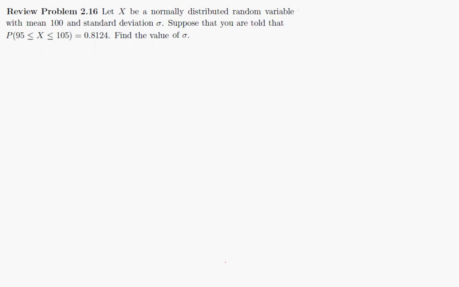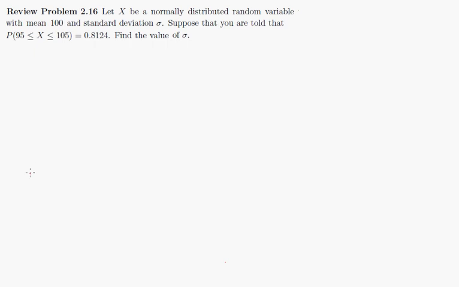Alright, this is a problem involving a normal distribution, but it's a little bit unorthodox in the way it's stated. Let x be a normally distributed random variable with mean 100 but an unknown standard deviation sigma. Suppose that you are told that the probability that x is between 95 and 105 is 0.8124. Find the value of sigma.